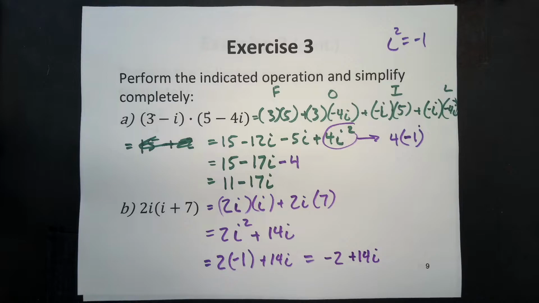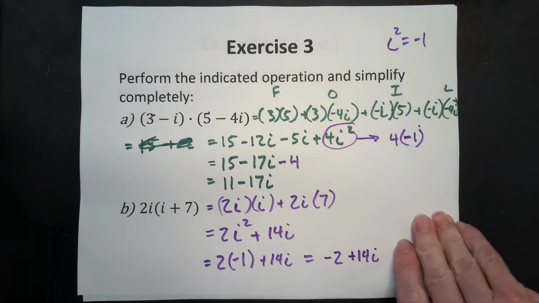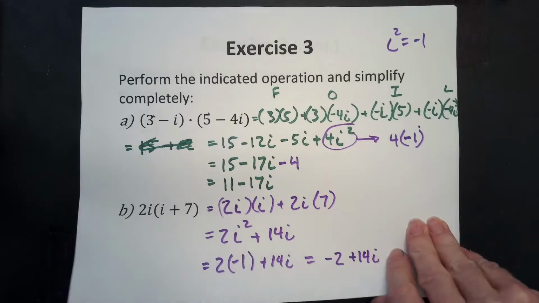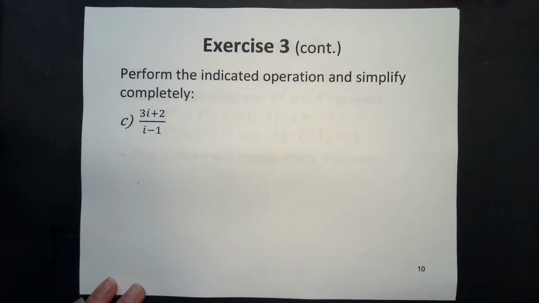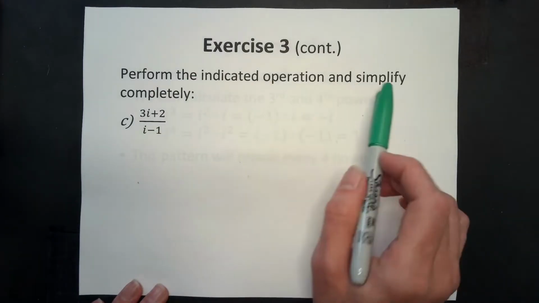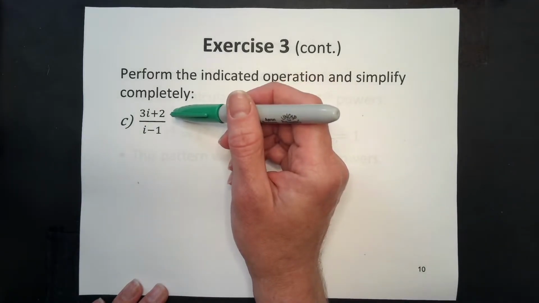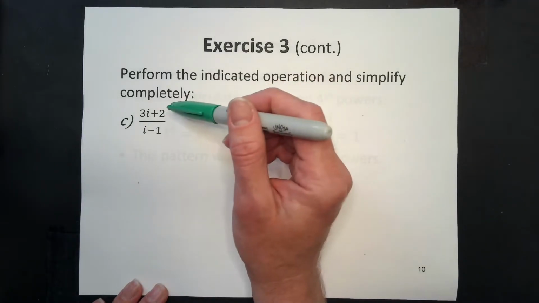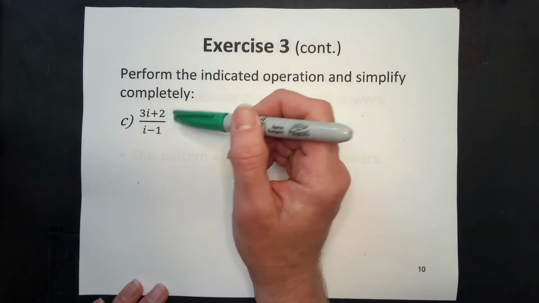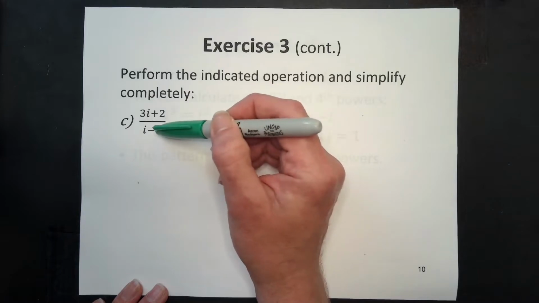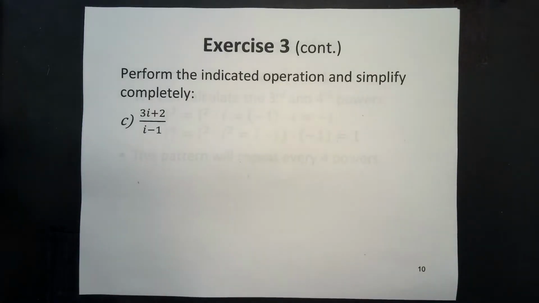That's our answer. Exercise 3, part B. So continuing on to this exercise, we have perform the indicated operation, simplify completely, and now we have what we call a complex fraction. Well, a complex number in the denominator of our fraction. So we have 3i plus 2 over i minus 1.